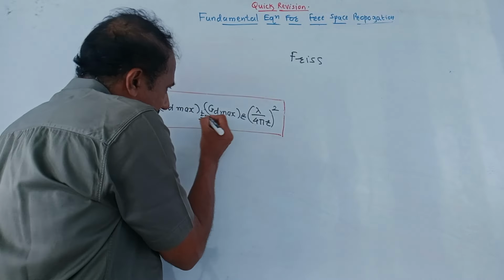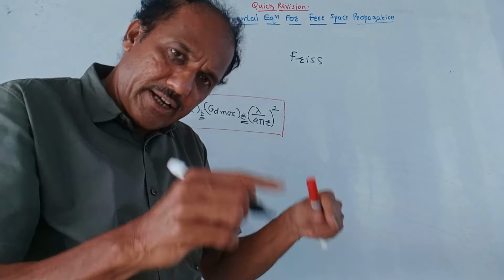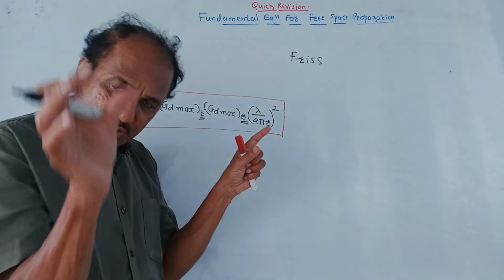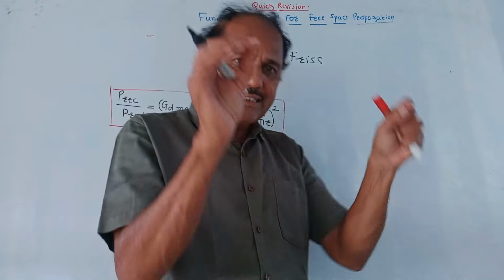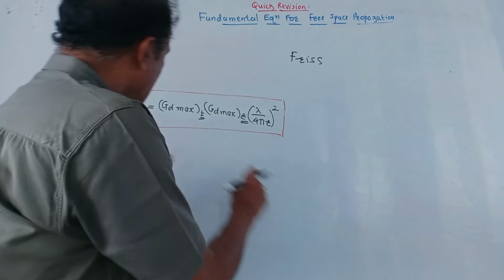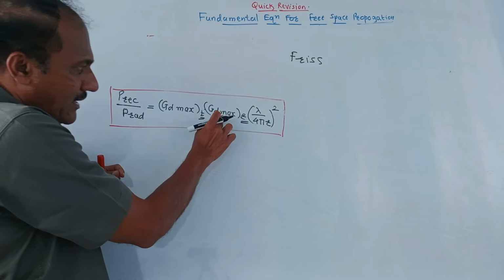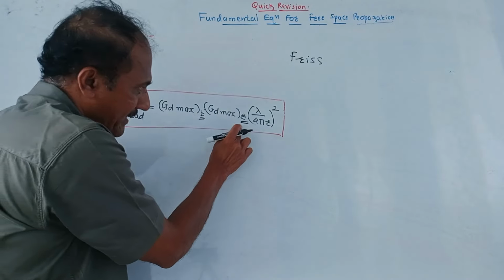These two base T and R are related to transmitting antenna and receiving antenna. GD max means maximum. GD is directive gain or directivity. So GD max T is directivity of transmitting antenna. GD max R is directivity of receiving antenna.